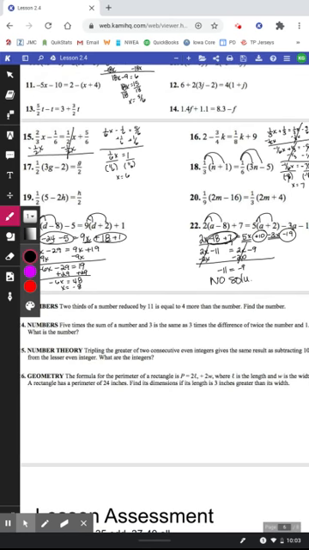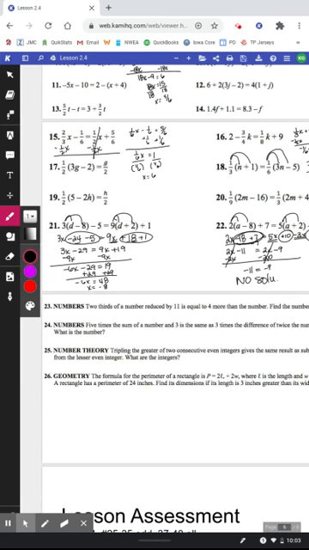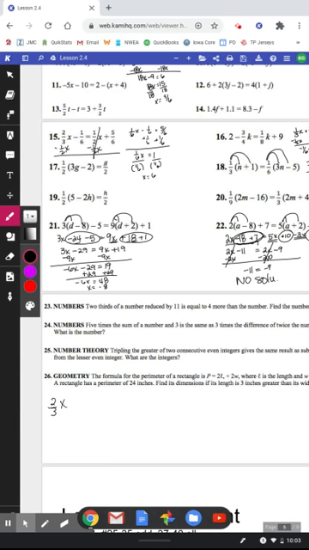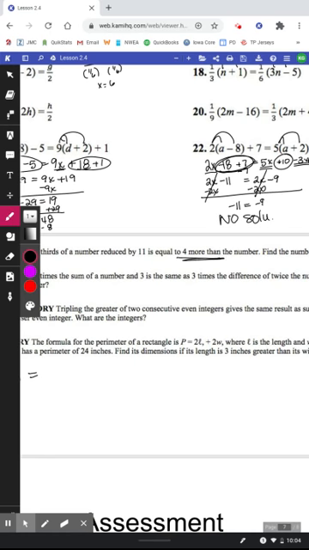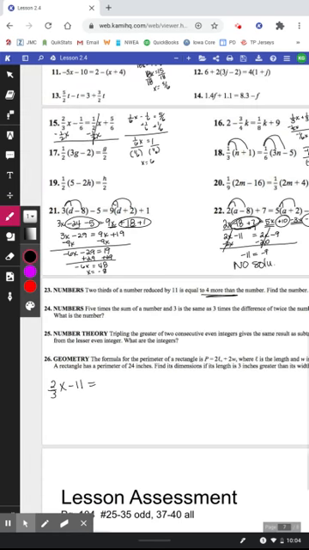Okay, a couple word problems here. The first one, 2/3 of a number reduced by 11 is equal to 4 more than the number. So I start with 2/3 of means to multiply, x. Reduced would be subtract 11 is equal to, and then it says 4 more than. Remember, more than has to go at the end of the equation. So I'd put x plus 4.